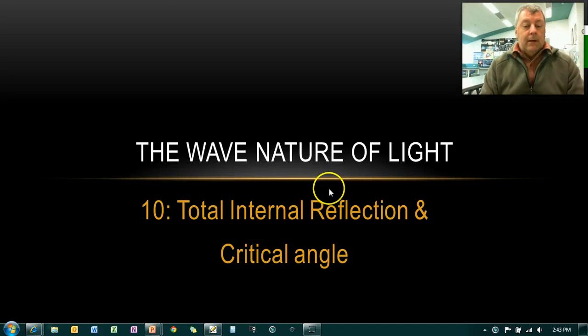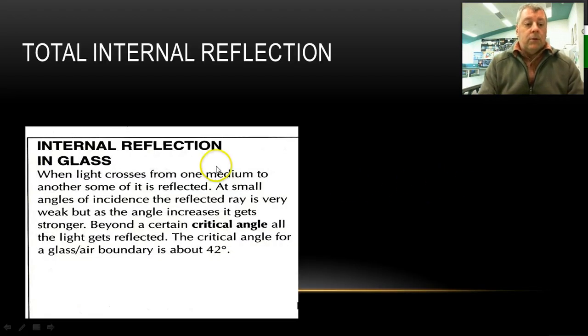Hi, let's do the last video on the wave nature of light, and we're going to look at total internal reflection and critical angle. Now, what's total internal reflection? Well, when light crosses from one medium to another, some of it gets reflected. And you may have noticed that, and I may have mentioned it in a video or two before, but we'll look at it in a bit more detail.